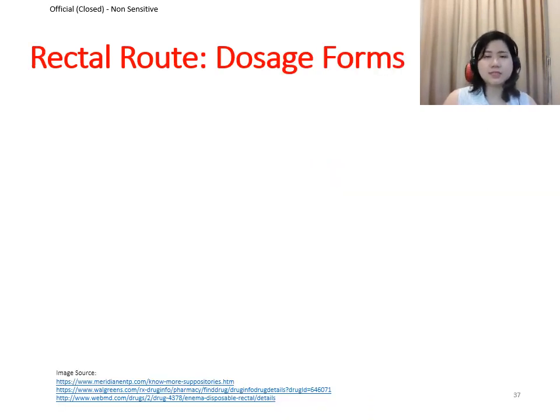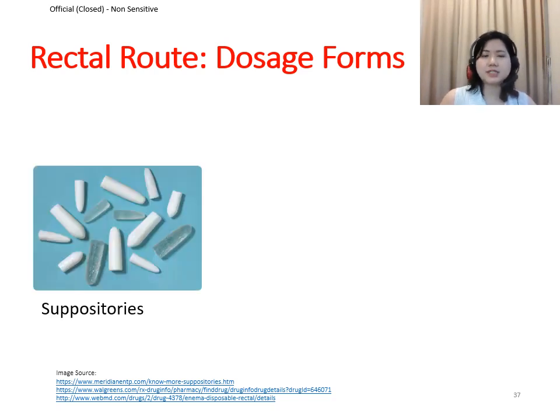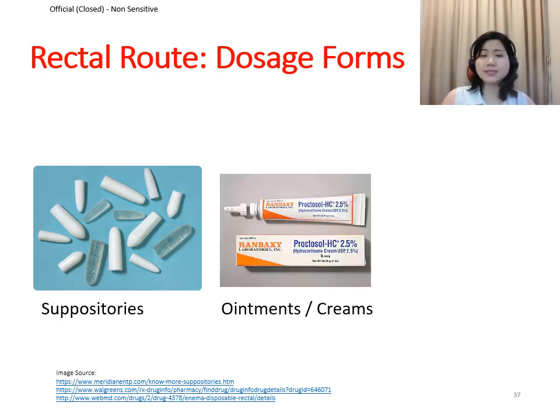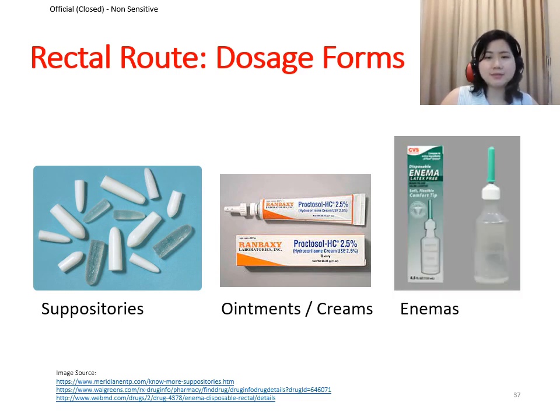Rectal dosage forms include suppositories, which are semi-solid dosage forms that are inserted into the rectum. Once inserted, they would melt, soften, or dissolve to release the drug. Ointments and creams can also be used, for example, steroid creams to treat inflammation. Enemas are liquids which are administered into the rectum. Most enemas are laxatives. However, diazepam, which is an anti-seizure medication, is also available as an enema.